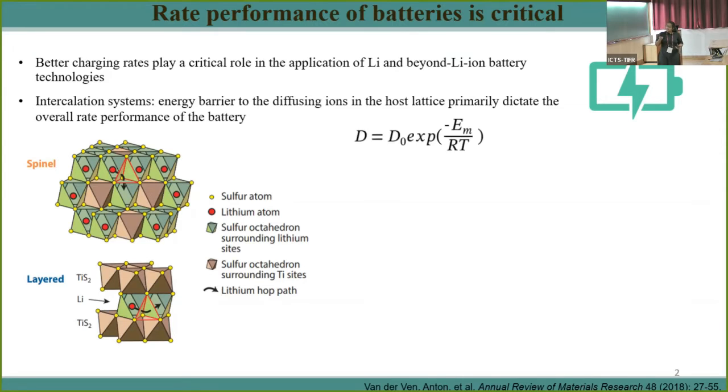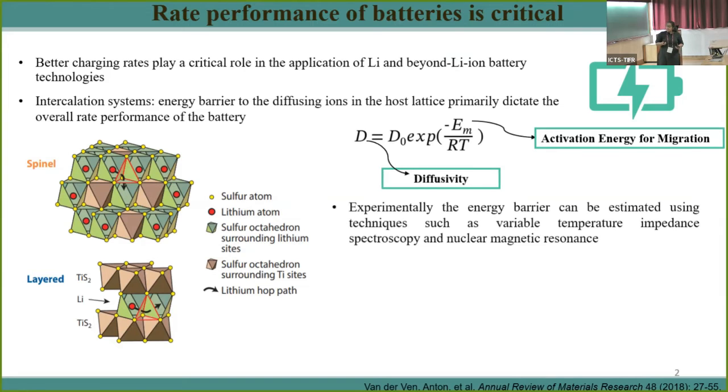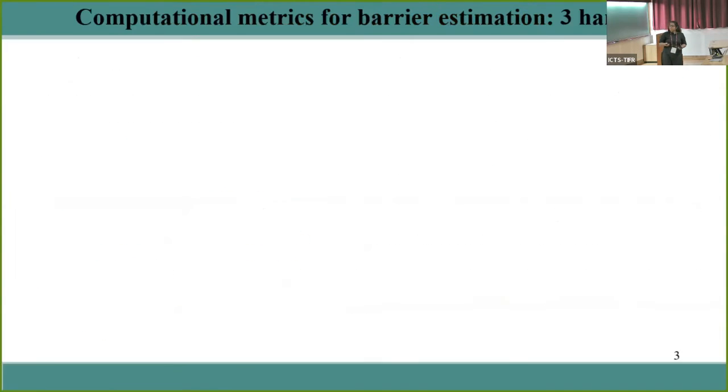And the diffusivity of these ions is related to the activation energy via the very famous Arrhenius equation, as we all know. Experimentally, this can be calculated via impedance spectroscopy, nuclear magnetic resonance, etc. But what we are trying to do here is to see how accurately we can predict them computationally. So that's the objective of our work.